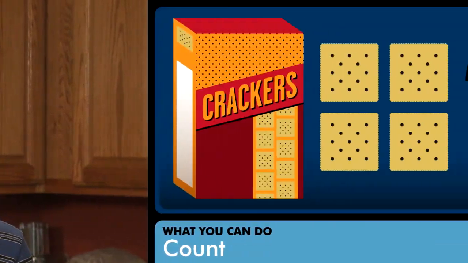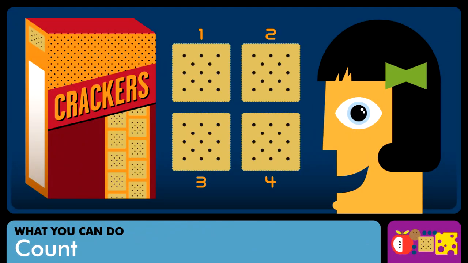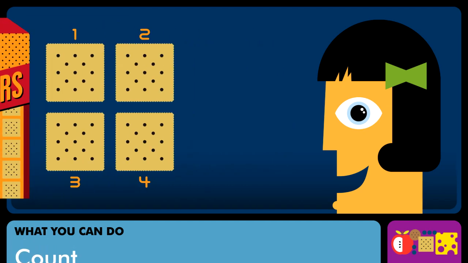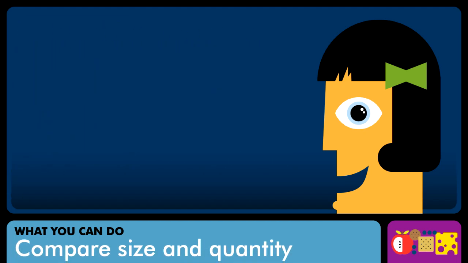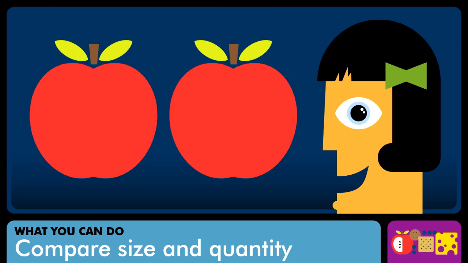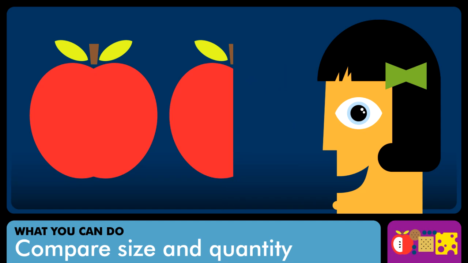While you're talking, add in some math concepts. You might ask, would you like 2 crackers or 4 crackers? Count them out with him and then ask, did I give you the right amount? Compare size and quantity of snack items. As you're slicing apples, you might say, we have 2 whole apples. I'm going to cut one into 2 halves. Which is bigger, half of this apple or this whole apple?